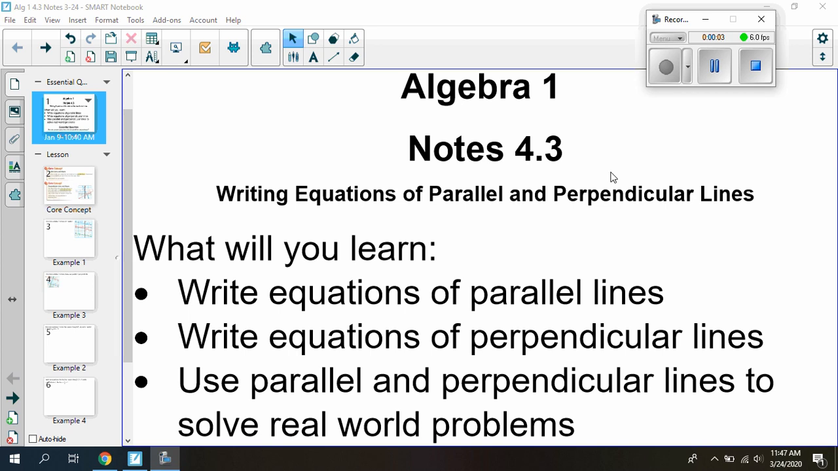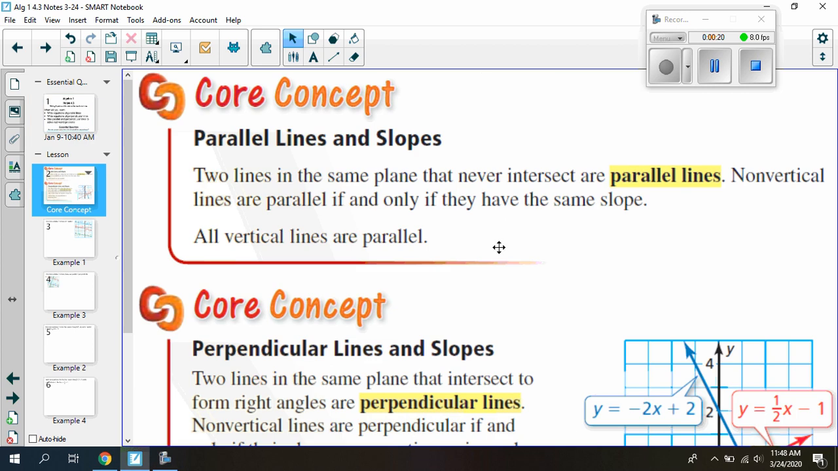So today we're going to talk about parallel and perpendicular lines, how to write the equations of parallel and perpendicular lines given a point, as well as figuring out if two lines are parallel or perpendicular. So before we go any further, let's define these things.